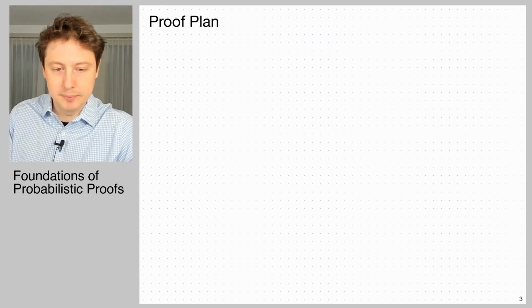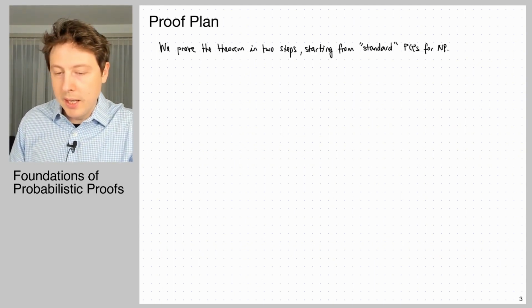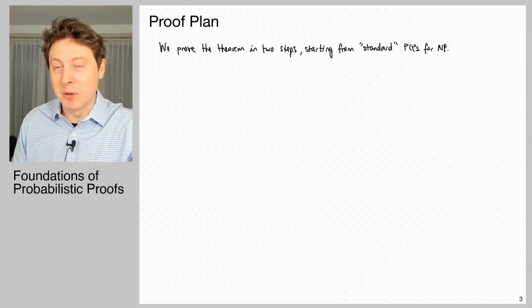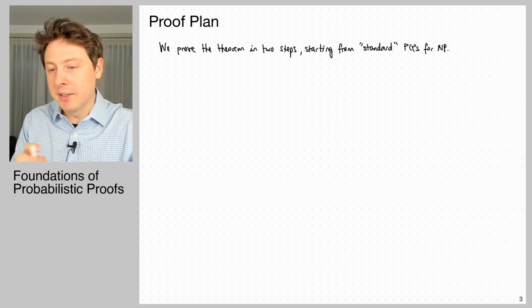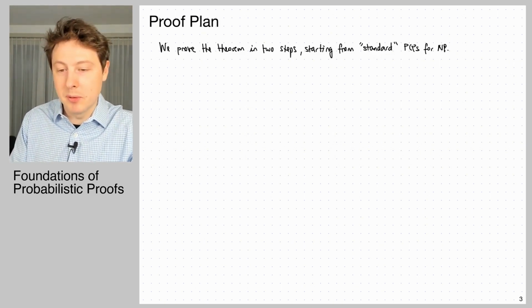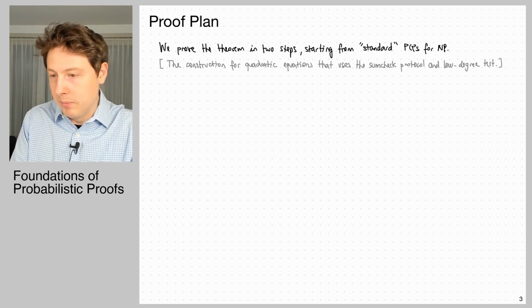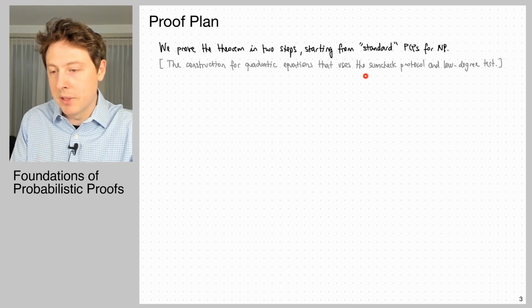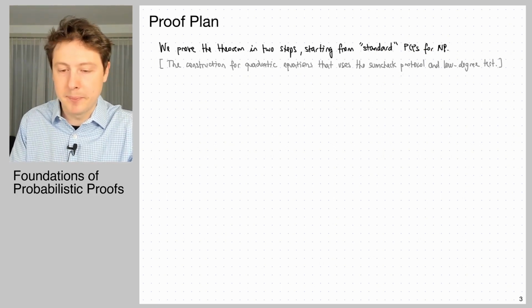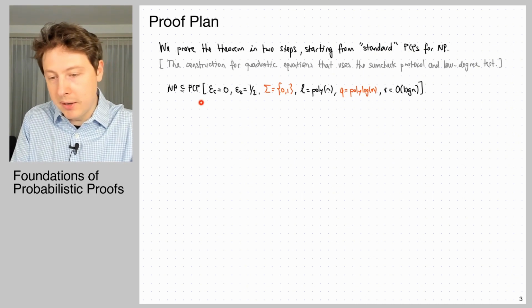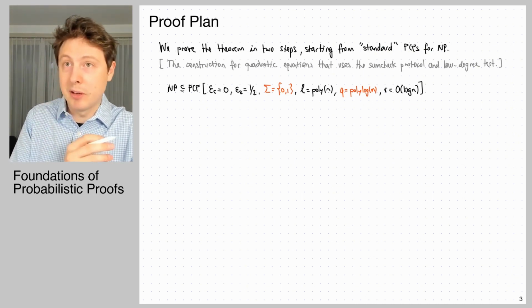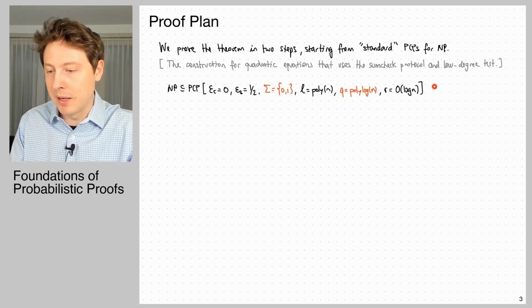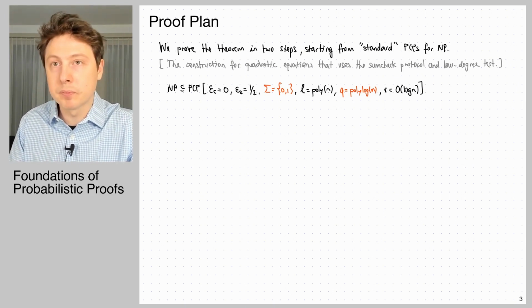We're actually going to start from scratch. We're going to start from the PCPs that we know, the one we already constructed. Namely, you can just think about the construction for quadratic equations that uses the sum-check protocol and the Ludwig test. And here is the statement, which is basically what I wrote in the prior slide without the robustness. We want to make that appear.